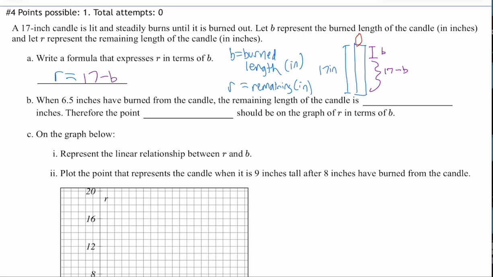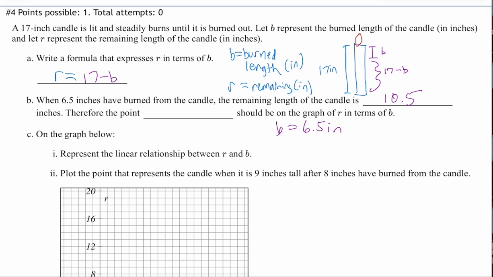Now let's go to part B. It says when 6.5 inches have burned, so that would be our B value, 6.5 inches, the remaining length of the candle is blank. Well, we have a nice formula, so just take that from 17. The answer would be 10.5. Now remember, your numbers might be slightly different from mine. So if my candle's 17, your candle might be 15 or 14 or 12. So adjust it as you're doing your review, but this will give you a sense of what you need to do.